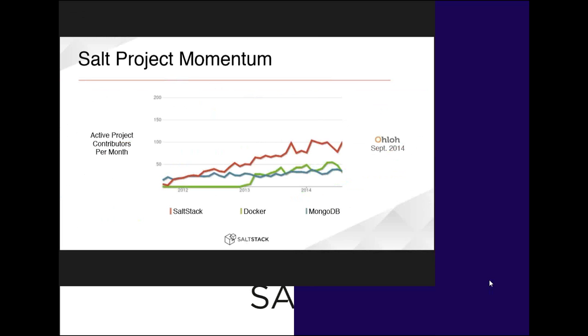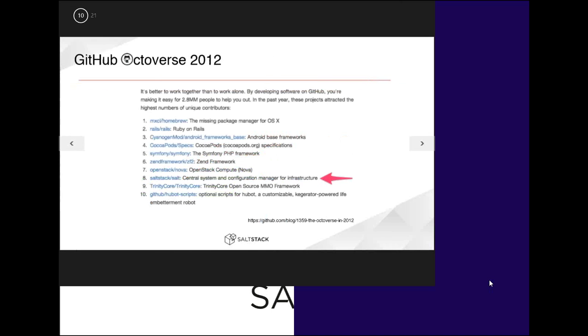I'm looking at this slide, and this should very much have been, back previous when we were talking about project size, but Salt is one of the most actively developed open source projects in the world today, and we've got this lined up with Docker and Mongo, which are, of course, very, very actively developed, very exciting projects, and this is the number of contributors per month that we see. And to talk again about the scale of the project, at the end of 2012, when Salt was not even 2 years old, it was the eighth most diverse development community on all of GitHub, as you can see right behind OpenStack Nova. So despite our youth, Salt has grown at an amazing pace.